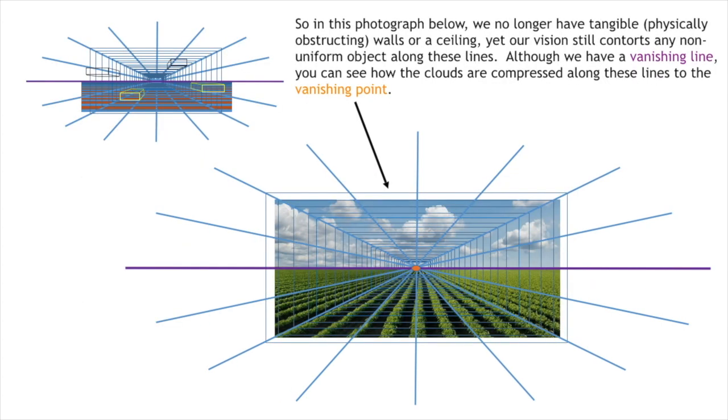So in this photograph below, we no longer have tangible, physically obstructing walls or a ceiling, yet our vision still contorts any non-uniform object along these lines. Although we have a vanishing line, you can see how the clouds are compressed along these lines to the vanishing point. So the clouds there are all descending away from you and converging towards that point.